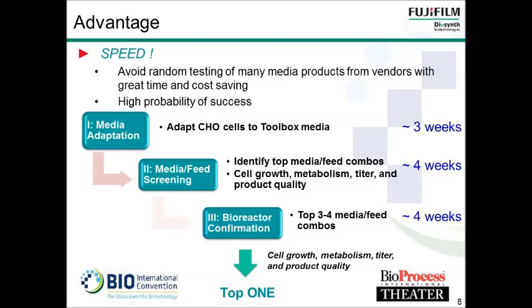Product quality is very important. So we want to make sure the product quality attributes of the top conditions are acceptable. Okay. So the top 4 conditions will then be confirmed in the benchtop bioreactors, which takes another 4 weeks. And finally, by considering a similar strategy, we look at the cell growth, metabolism, titer, and the product quality for all the conditions, identify the top 1 condition to move forward, followed by further process optimization work.